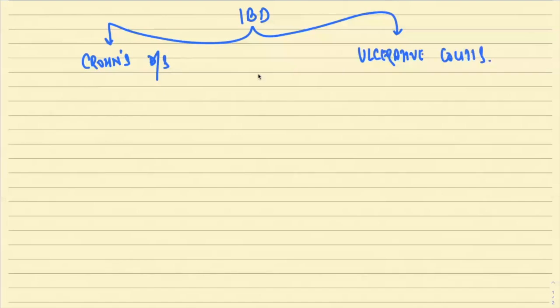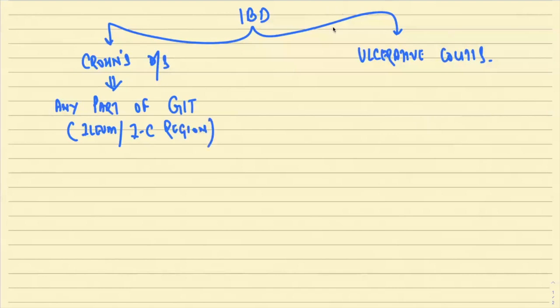To be very fair, Crohn's disease can affect any part of the GIT. I'm not saying any part of the colon. It can affect any part of the gastrointestinal tract. More commonly, it affects the ileum or the ileocecal region. Plus, it causes involvement of the entire thickness of the gut wall. So there is a transmural involvement.